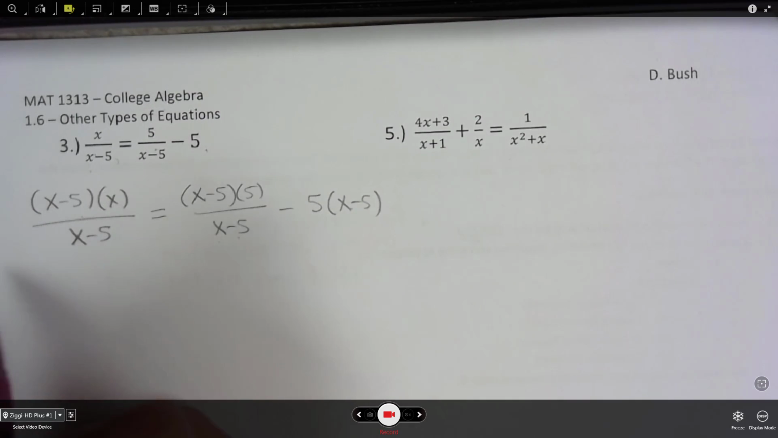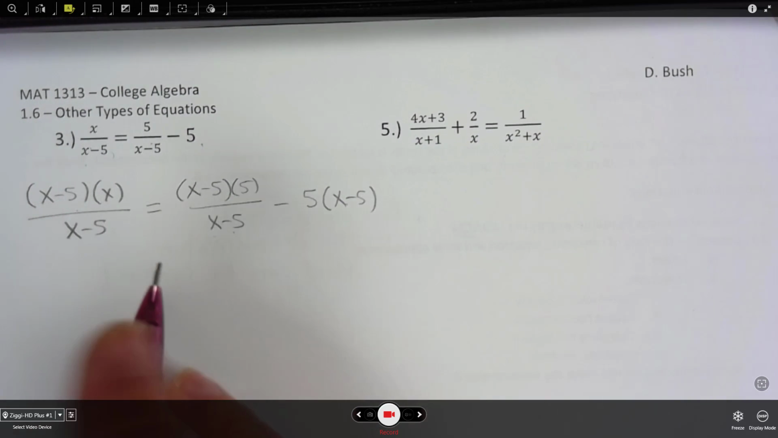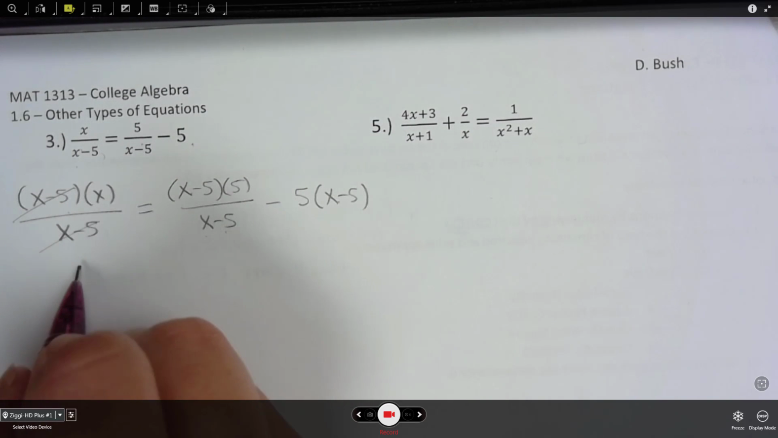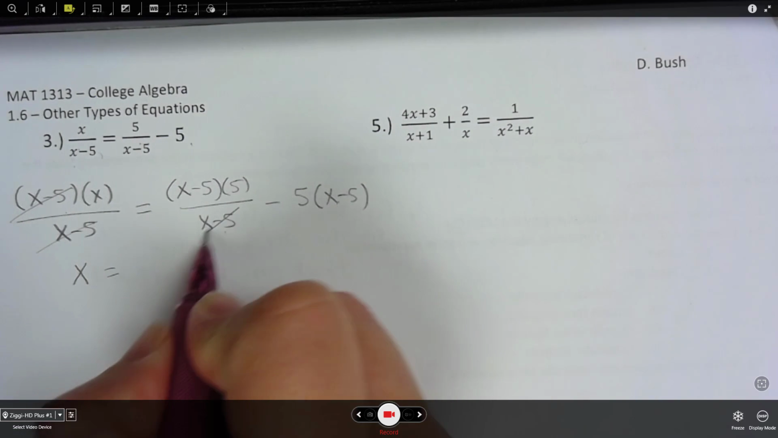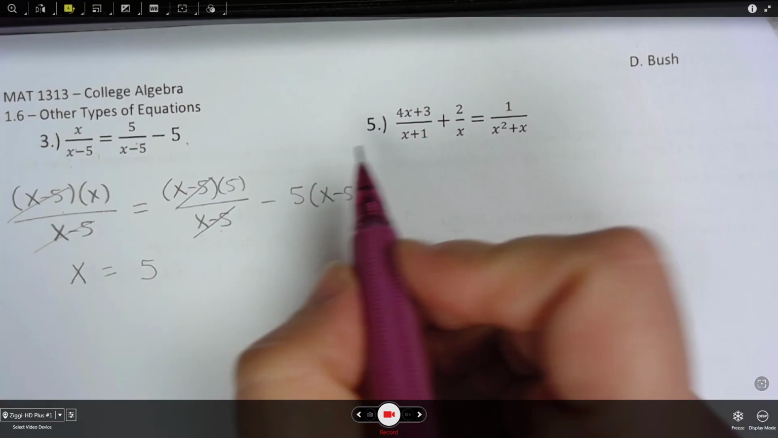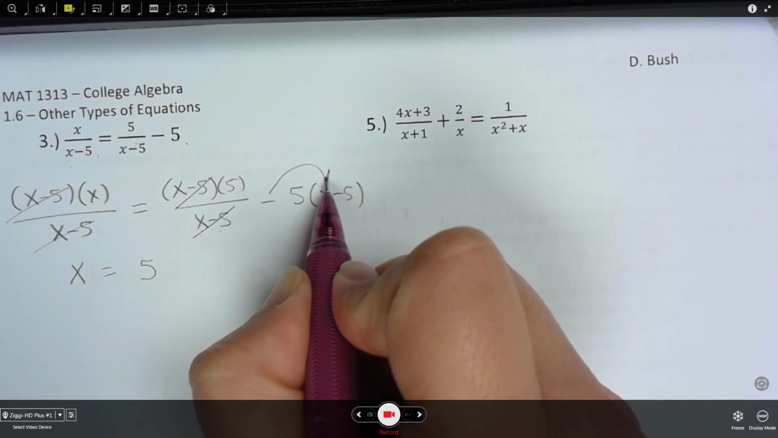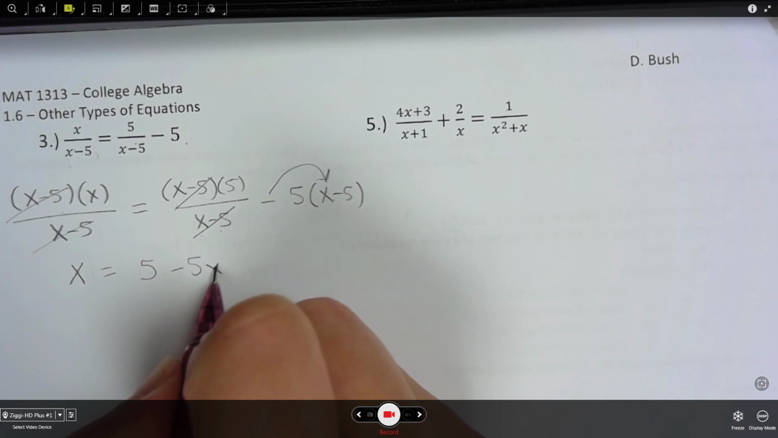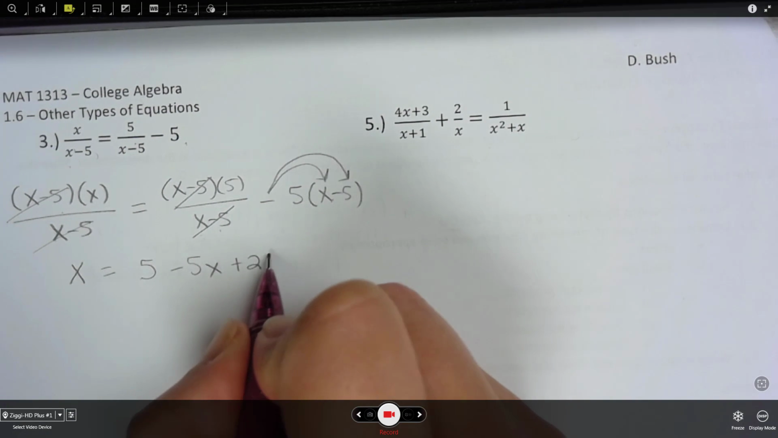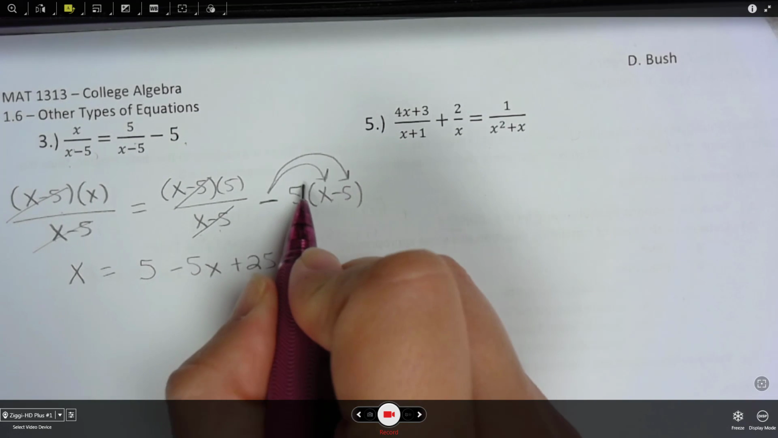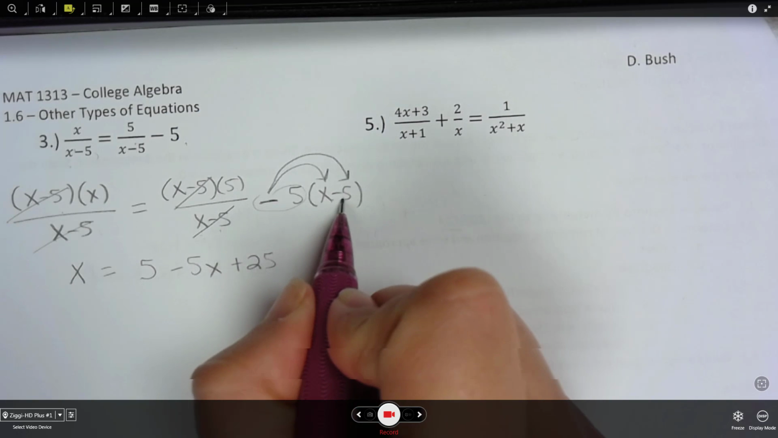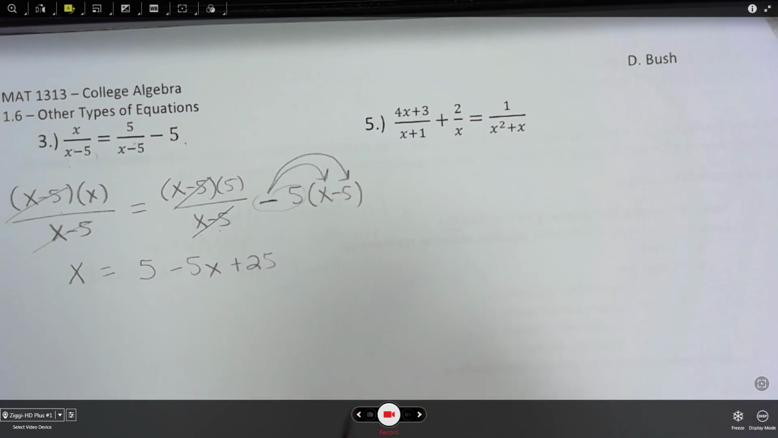All right, so now that I've gotten everything set up, I'm going to go through and do my multiplication. The x minus 5s will cancel out, leaving me an x. Here the x minus 5s will cancel out and leave me a 5. Then I'm going to multiply negative 5 times x. And I'm going to multiply negative 5 times negative 5. Make sure you watch your signs there. That's negative goes with that 5. That's one whole thing. Make sure you multiply by negative 5 on both of them.